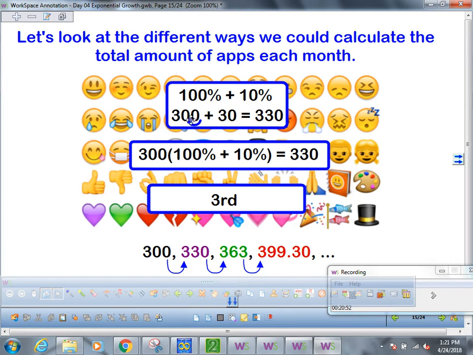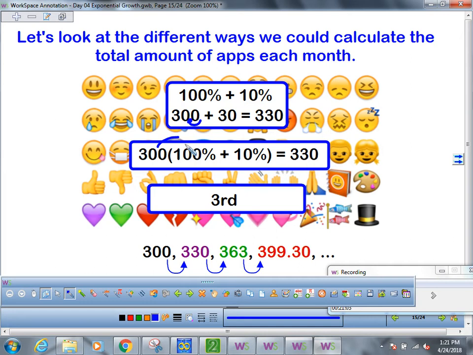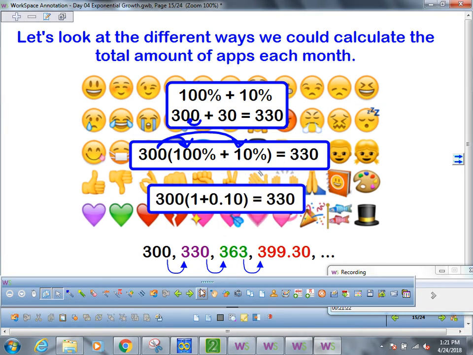So I'm taking the whole 100% and 10%, which is my 30. So isn't that kind of just like distribution? 100% of 300, and then 10% of 300 makes 330. Everybody agree with me on that one? Maybe not the way you would write it, but do you agree that that's still correct? Okay. What about this?